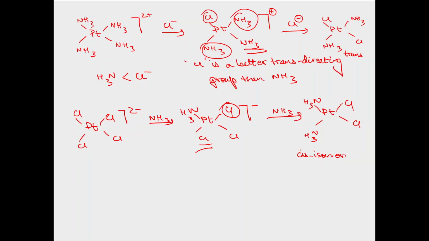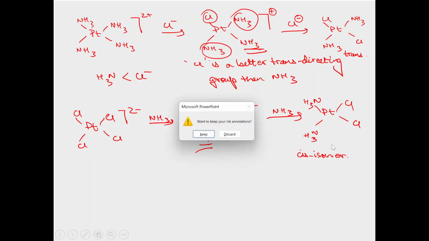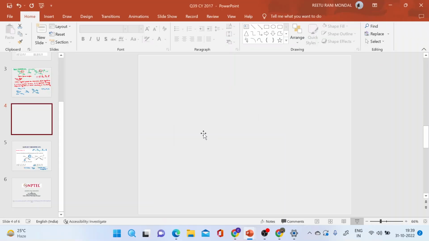So this is one of the very common questions which comes when we do our MSc. Trans effect is very important, and using that we can synthesize the trans or cis isomer. If you still have any doubts about trans effect, you can ask me. If not, we will move on to the next question.